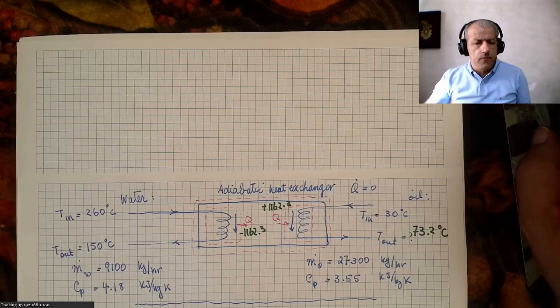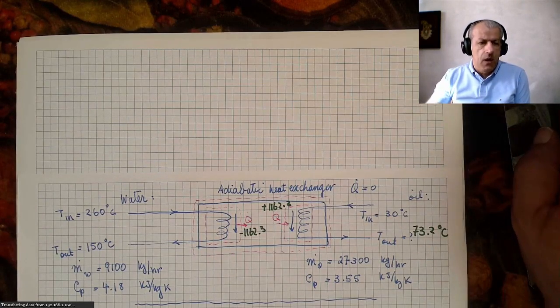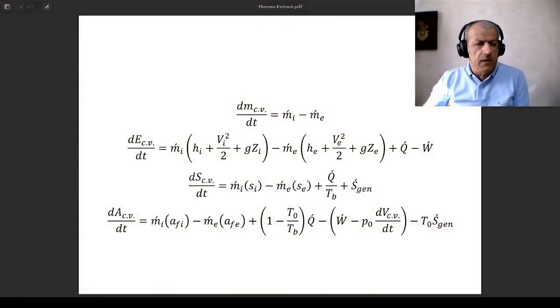Greetings. In the previous video, we managed to cover the mass conservation and first law of thermodynamics for the heat exchanger problem at hand. Now we shall move to the second law of thermodynamics. Our next step is to write down the second law of thermodynamics for our three control volumes. Let's have a look at the equation.